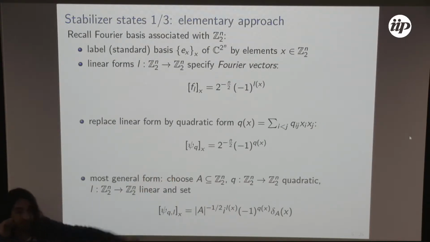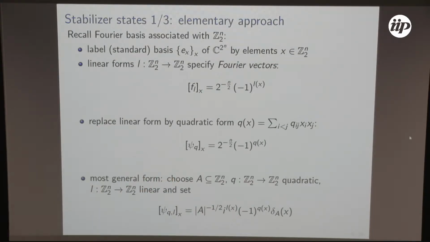Instead of using linear functions that give rise to Fourier vectors, you use quadratic ones in the exponent. And this is an elementary approach that allows you to define all these sets. The set of all stabilizer states is the set of all vectors that can be generated this way.